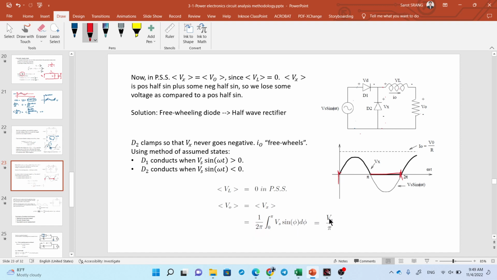Sela, do you understand this? How can I get this? Okay. This is just the integration from 0 to pi of the function, like when we look at the graph from 0 to pi, we have the equation of Vs sine theta d theta.